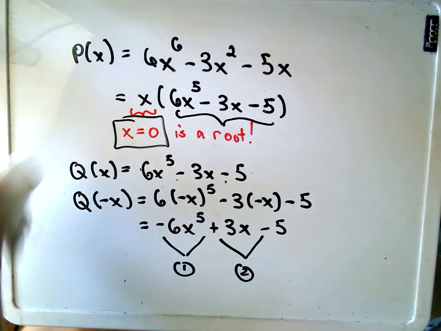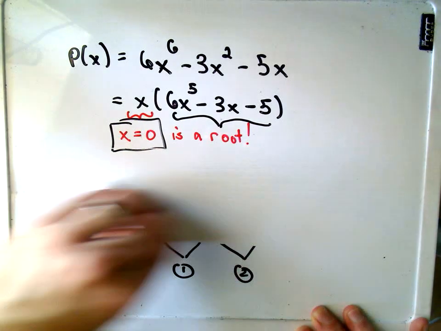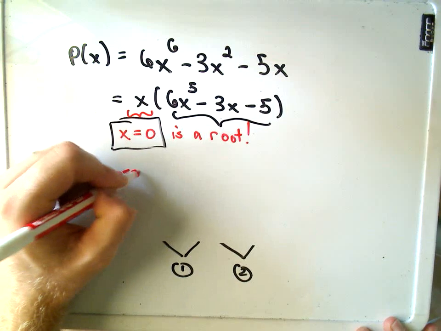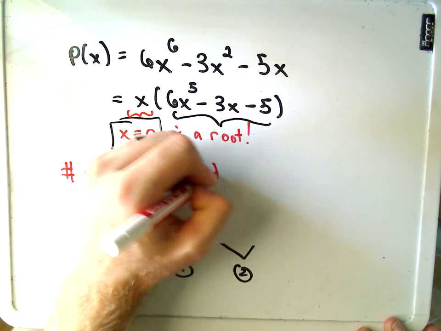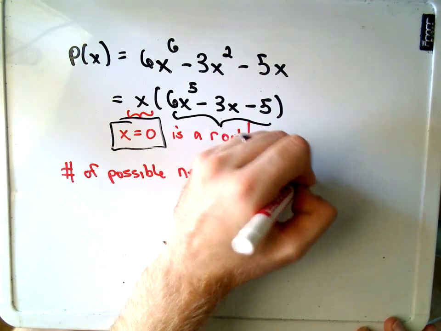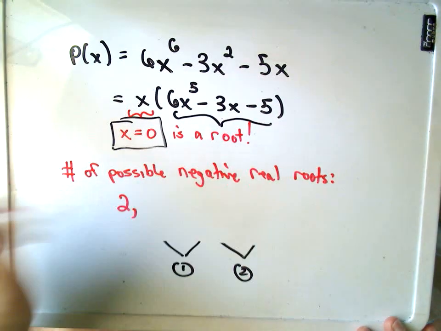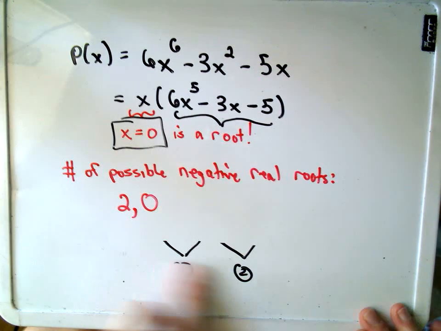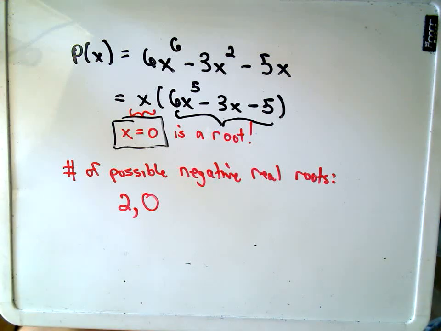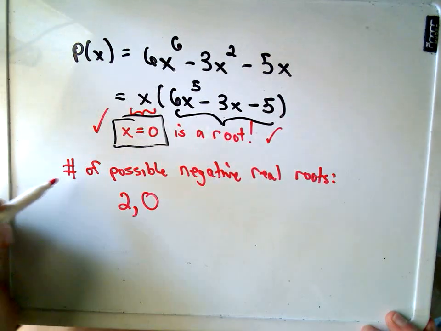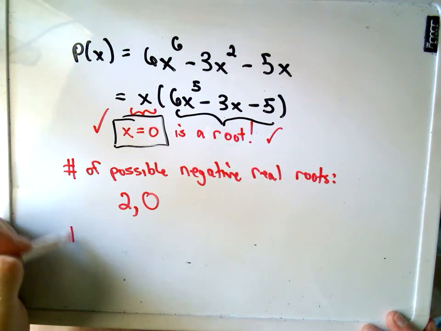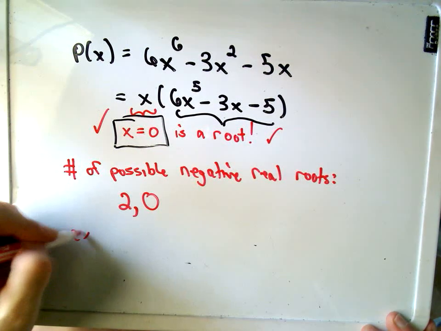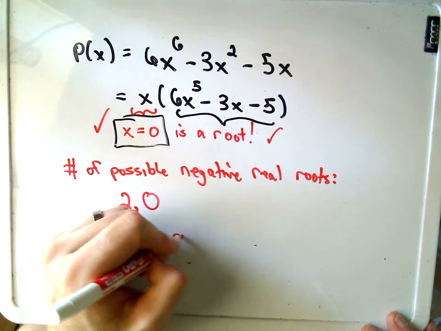So the number of possible negative real roots is either 2, or we can bump it down by a multiple of 2, which would give us the other possibility of 0. So in summary, for this original polynomial, we know x equals 0 is for sure a root. We know the number of possible negative real roots is either 2 or 0. And we know that there's exactly one positive real root.